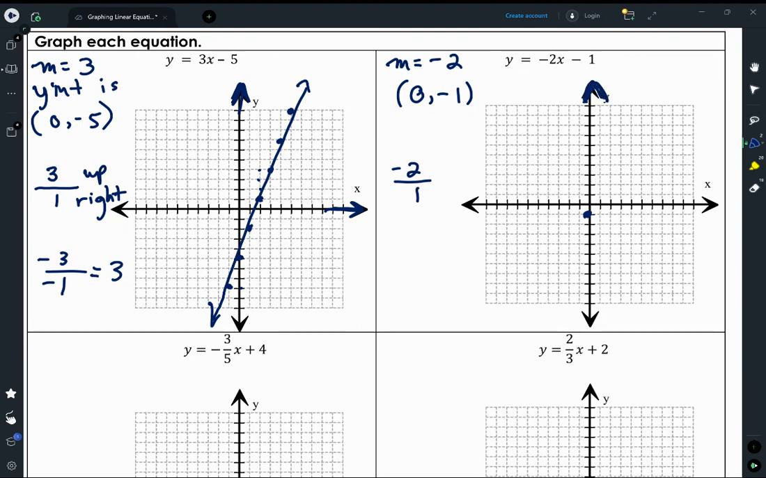That's our vertical change, but it's negative. So now I'm going to go down 2. Bottom number, our run, is our x direction. It's positive, so right. So down 2 and 1 to the right. So from the point that's already on the line, we count down 2, 1 to the right.